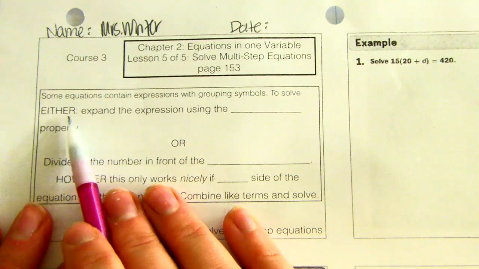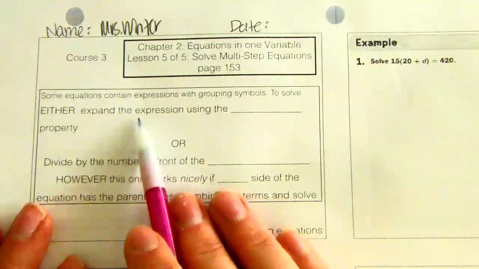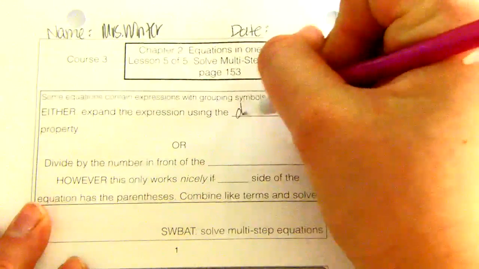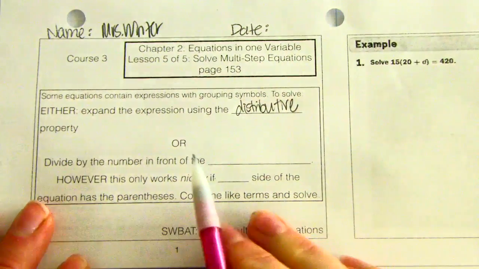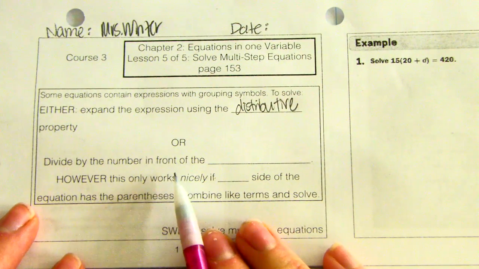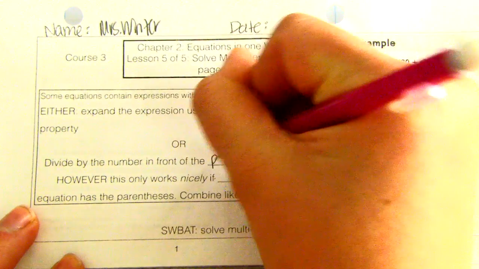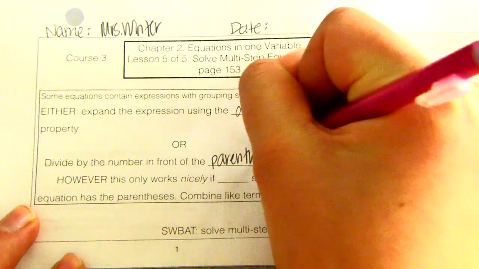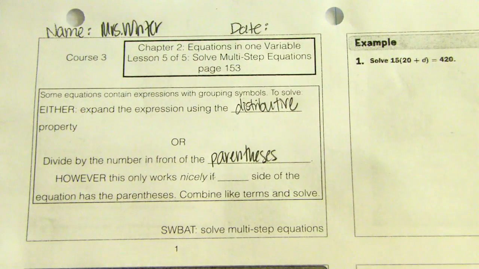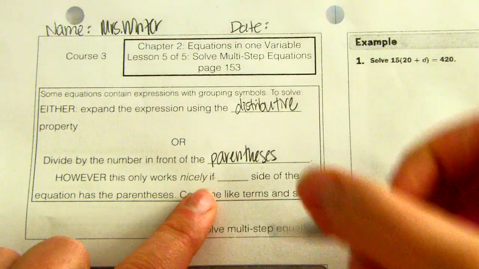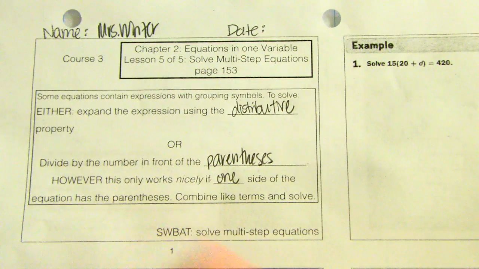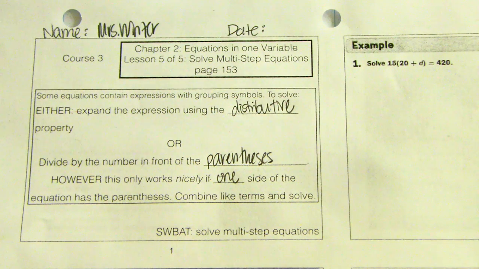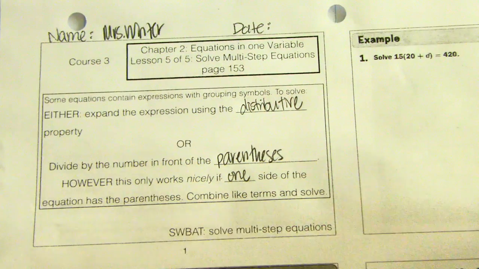To solve these, we either expand the expression using the distributive property, which is something we tend to never forget, which is fantastic, or we can divide by the number outside of the parentheses or in front of the parentheses, and it kind of simplifies the equation. But that method only works nicely if one side of the equation has the parentheses. And then we're going to combine like terms and solve. So you'll see what I mean by nicely here on the next couple slides.